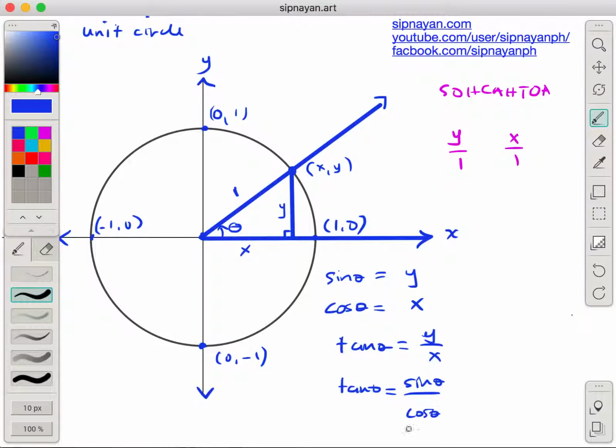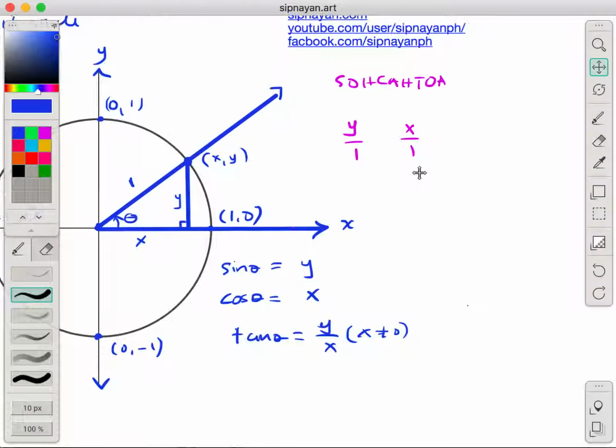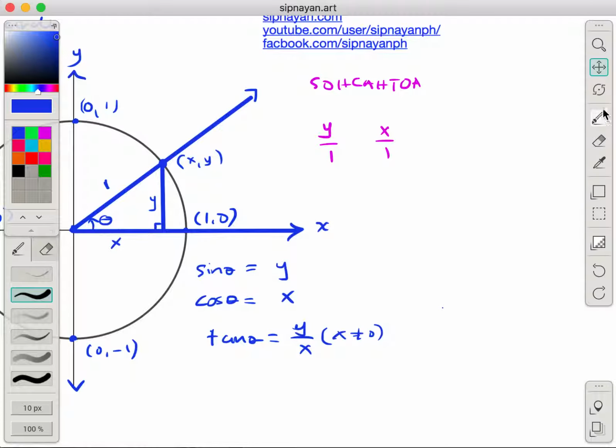So later makikita nyo na meron tayong mga gamiting identities na tangent theta is equal to sin theta over cosine theta. No? So medyo dapat unti-unti na kayo maging familiar sa mga identities na yan. Of course, by the way, this is x not equal to 0. Siyempre, yung denominator natin dapat palagi siyang hindi 0. Otherwise, undefined operation siya.